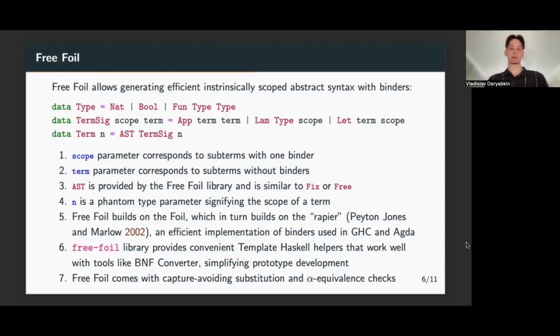The library implementation of FreeFoil provides convenient Template Haskell helpers that work well with parser generators like BNF converter, making it easy to develop prototypes for small object languages. And importantly, for us, FreeFoil comes equipped with efficient generic capture-avoiding substitution and alpha equivalence checks.